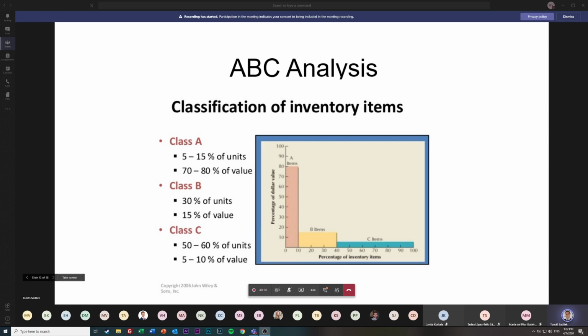The C class, C items, are typically 50 to 60% of all units in a company, but they take only 5 or 10% of all value. It could be some catalog products like office stuff, some kind of refreshment, packaging materials, and others. They don't take a high value, so therefore we can automate their ordering.